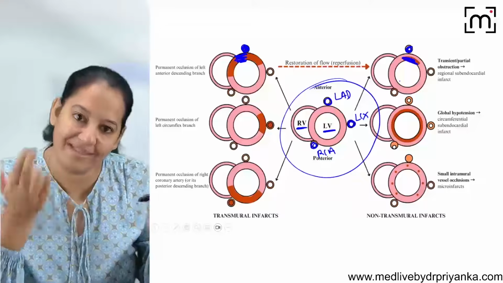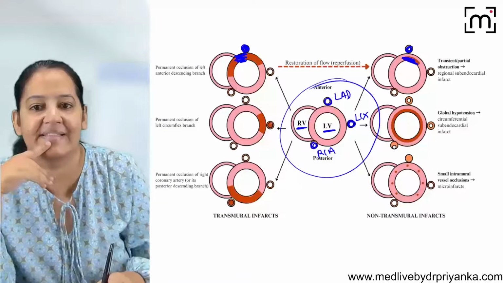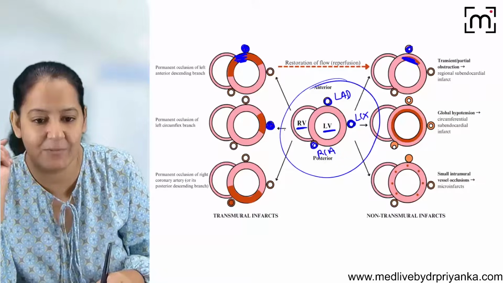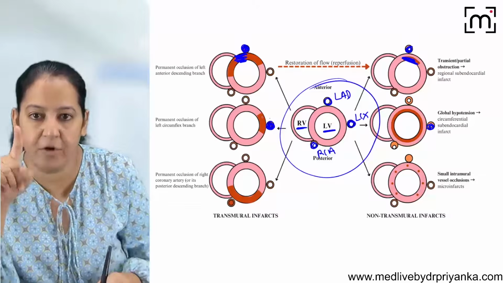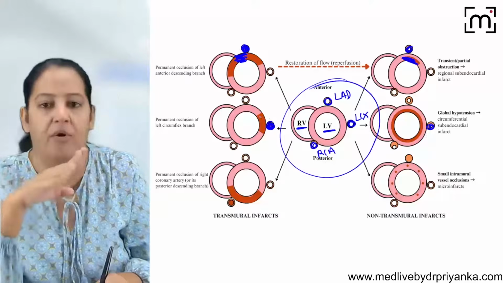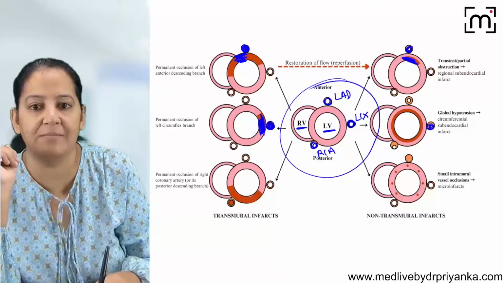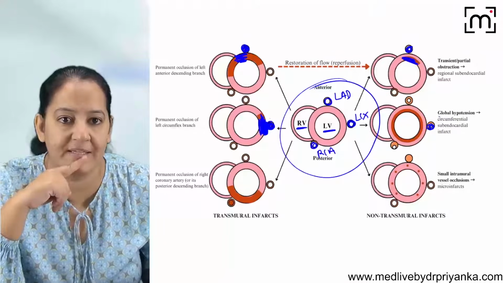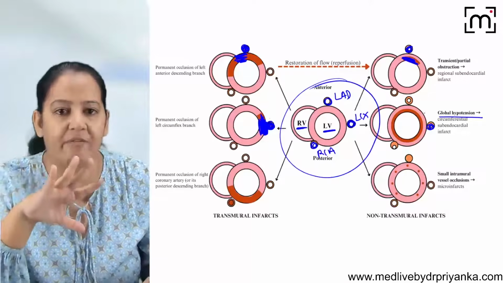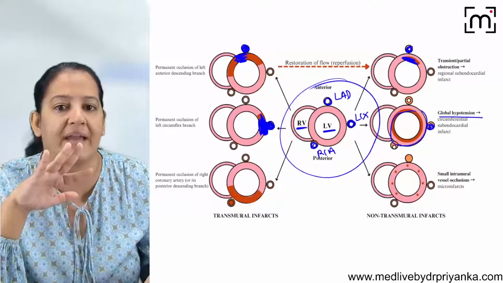Okay, now coming to the second artery. The second artery is LCX. You can see when LCX is obstructed, if there is complete obstruction, it is the lateral wall which is having transmural infarction. And when there is partial obstruction of the LCX, there is global hypokinesia. It is not only the lateral wall, global hypokinesia can be there.